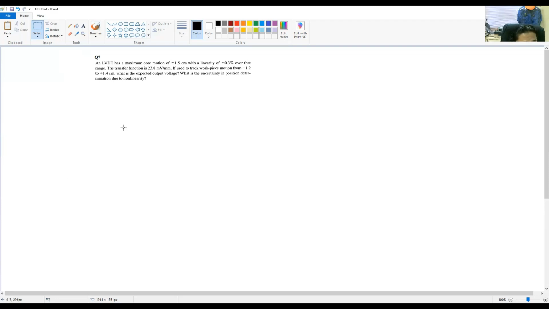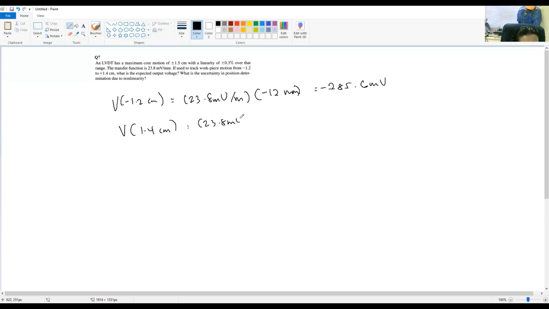All right, so the output voltage can be easily found. V at negative 1.2 cm goes to 23.8 millivolts per mm multiplied by 12 mm, so equals negative 285.6 millivolts. And for V at 1.4 cm equals 23.8 millivolts per mm multiplied by 14 mm, so to get that, 333.2 millivolts.